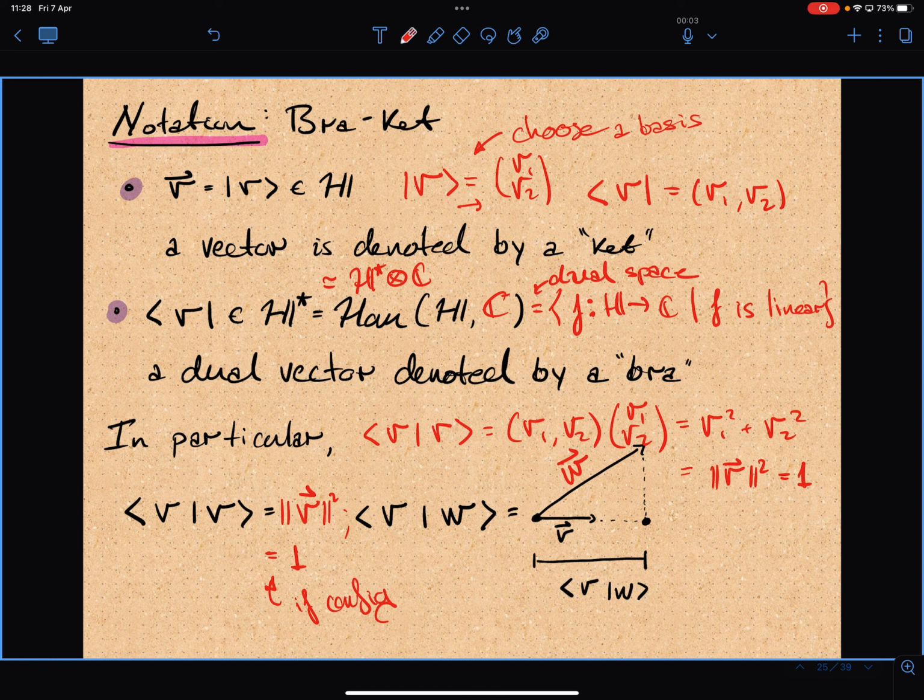I just want to say, the components of your products should be conjugated. Just to be clear. Yeah, these are going to be the complex conjugates. And then this would be this, and then it is pi V2.